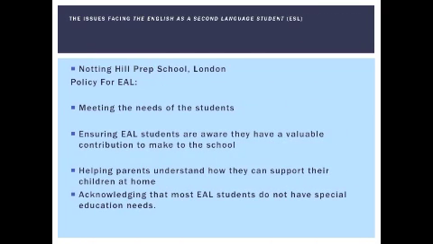Notting Hill Prep School in London, UK, has a policy in place for EAL students. They believe that EAL or ESL students should be there to meet the needs of the students. It should ensure that EAL students are aware they have a valuable contribution to make to the school. That could be in their culture, in their beliefs, helping parents understand how they can support their children at home whilst they learn English as a second language.